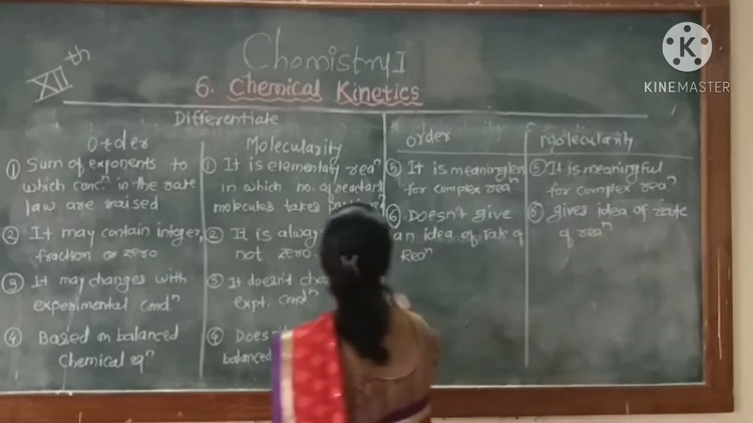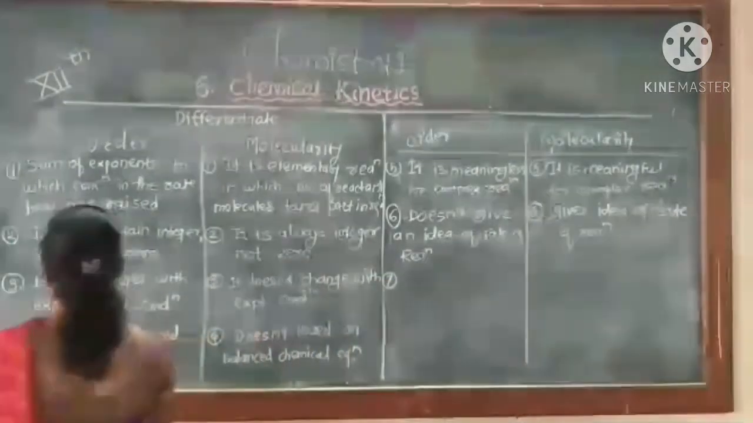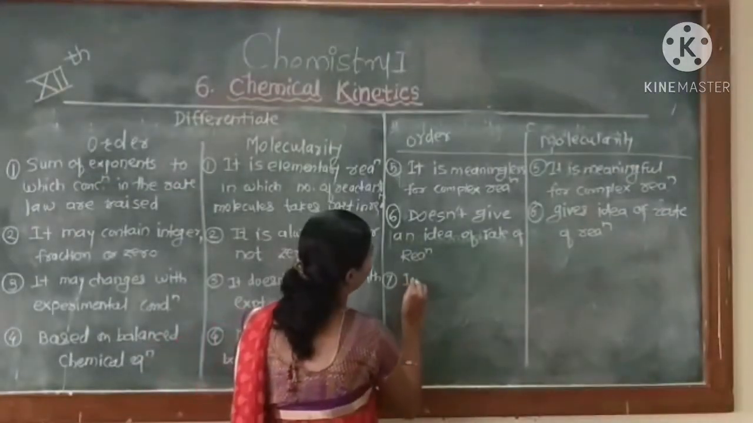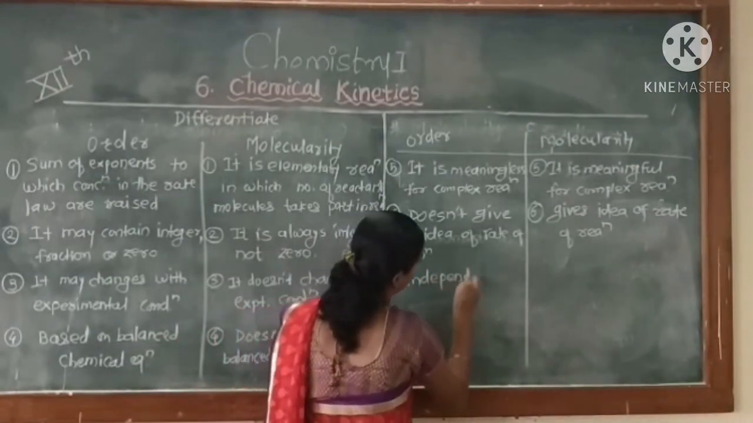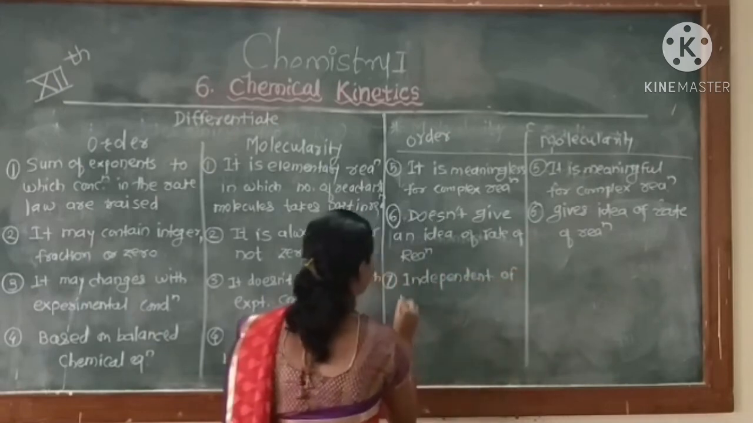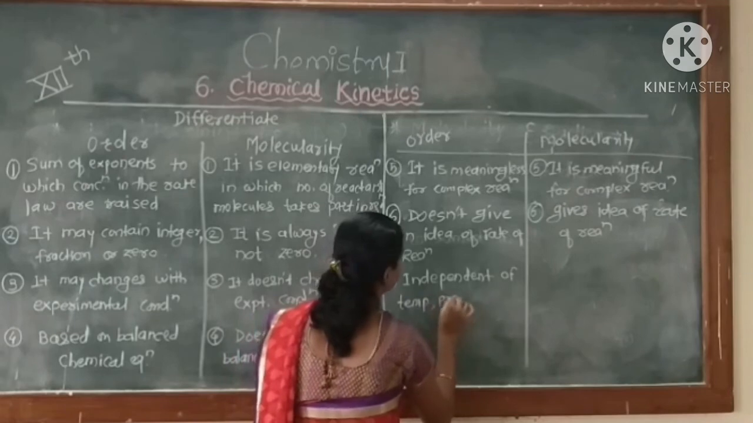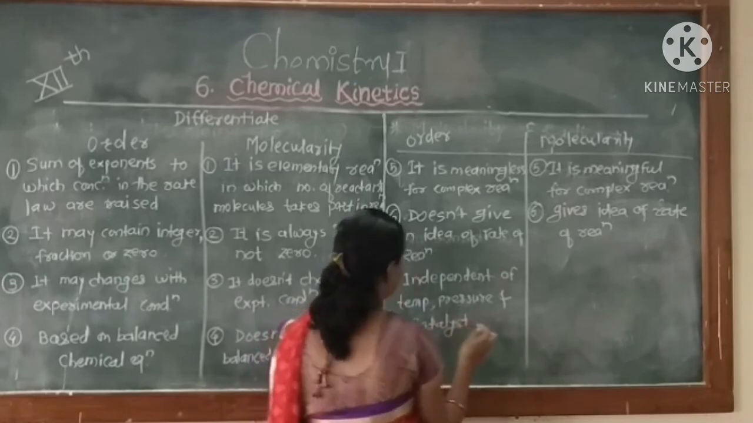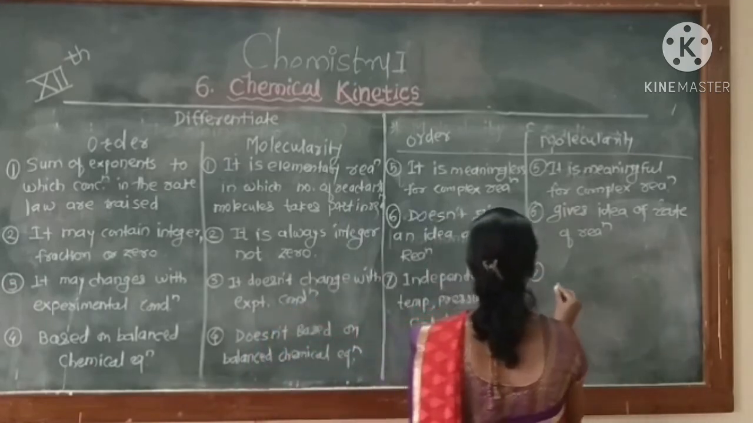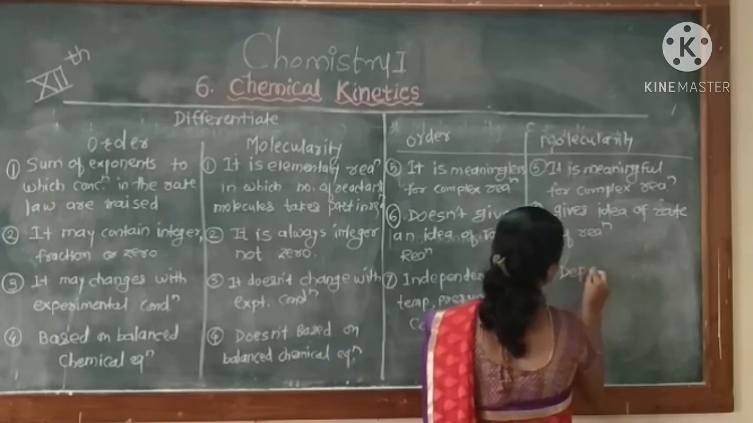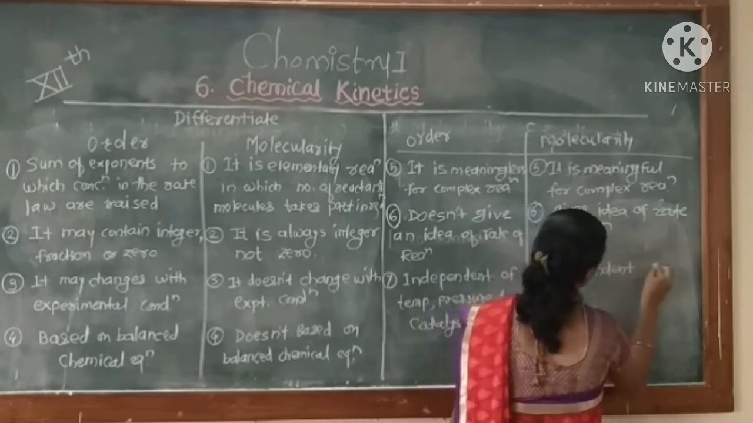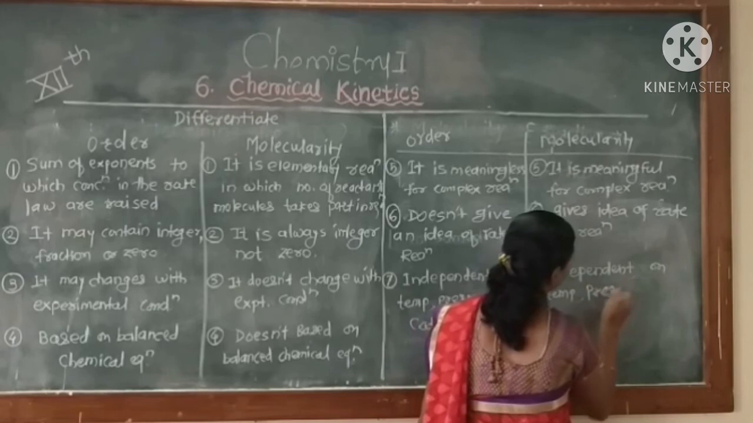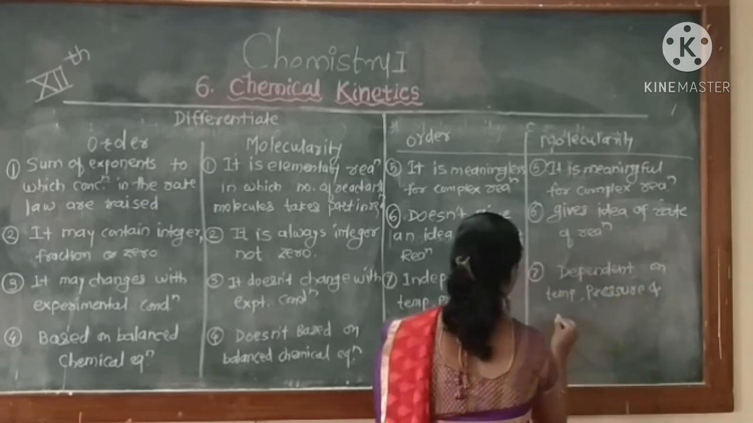The seventh point of difference is that order is independent of temperature, pressure and catalyst, and molecularity is dependent on temperature, pressure and catalyst.